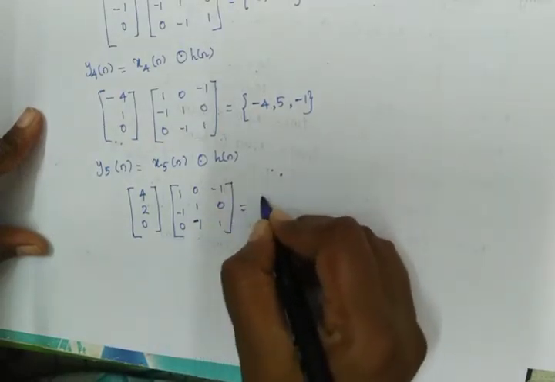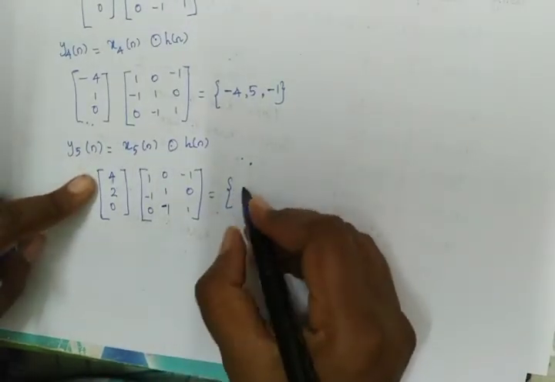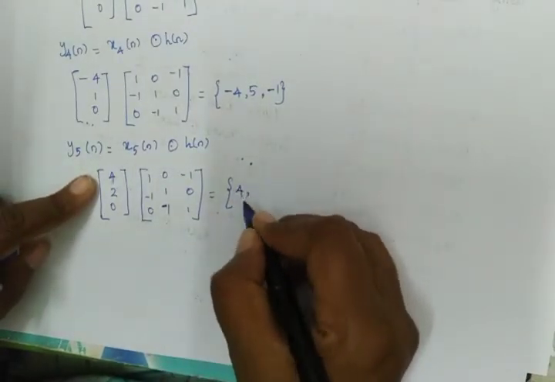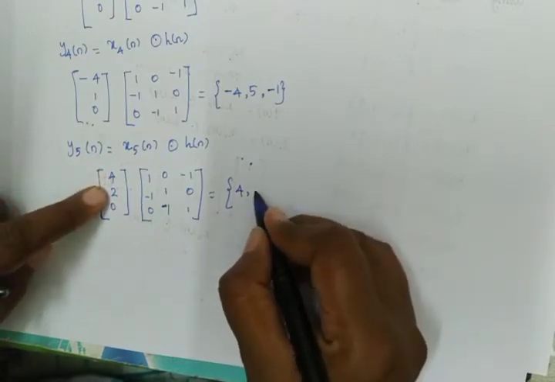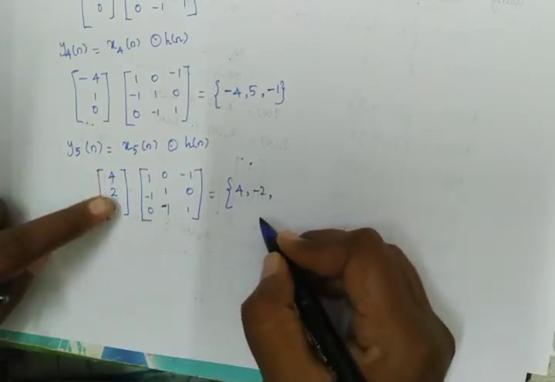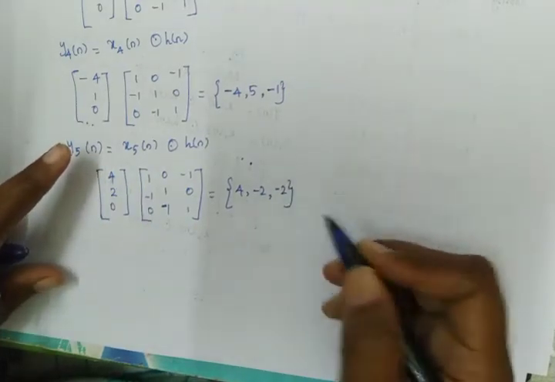So which is equal to, what will be the answer? So here we have 4. So 4 comma, and the next one is minus 4 plus 2. So that is minus 2 comma. Here we have 0. So here we have minus 2. So this is our answer.